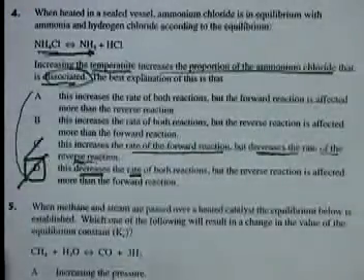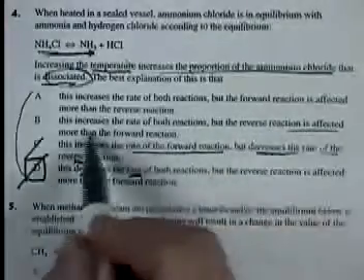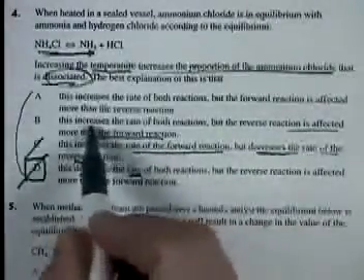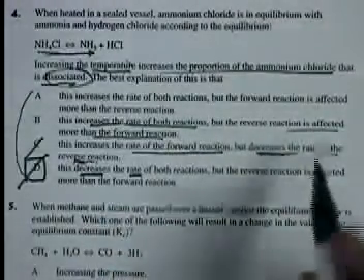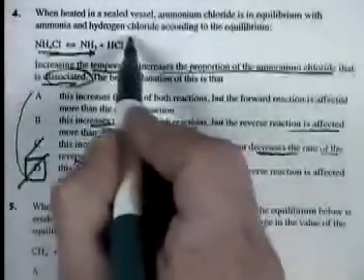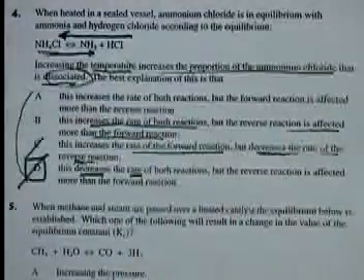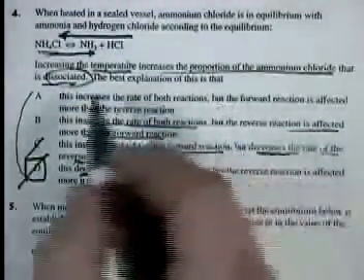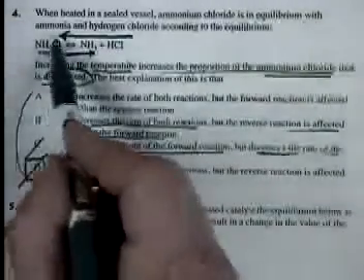Then letter B, this increases the rate of both reactions, but the reverse reaction is affected more than the forward reaction. Well, I'd agree that it increases the rate of both reactions because you increase the temperature, right? But if it affected the reverse more than the forward, that means the reaction would actually be shifting this way, and we'd be creating more of the NH4Cl. And it tells us in the question that we're increasing the proportion of ammonium chloride that is dissociated. Okay? We're breaking more of this up, not making more of it. So B is not the best choice.